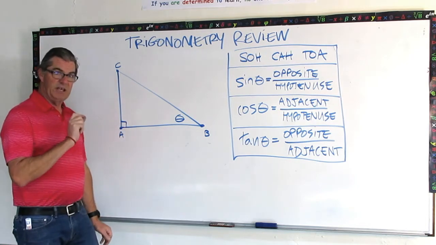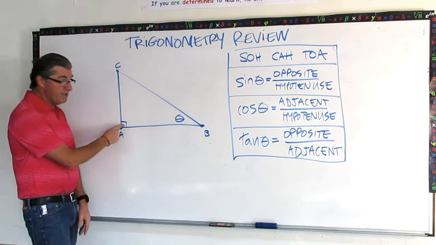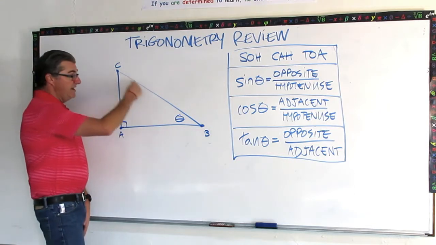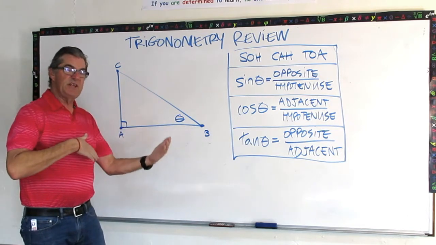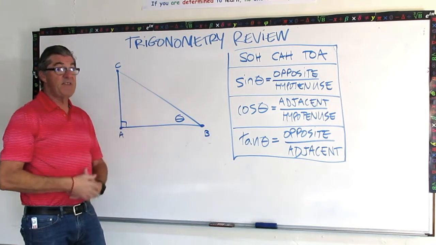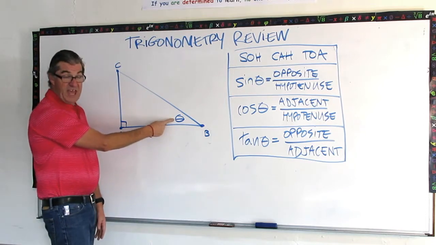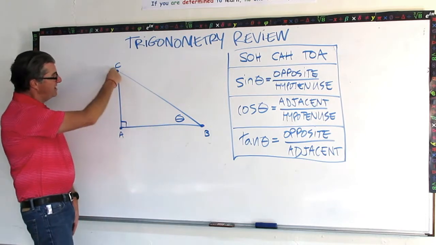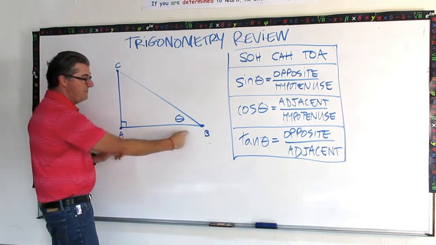And it's a little tricky. The first one is the hypotenuse. That's easy because it's always across from the 90-degree angle. That never changes. It's always the hypotenuse. The adjacent and opposite depend on the angle that you're using. So if I used theta here, opposite of theta is AC. Adjacent to theta is AB.